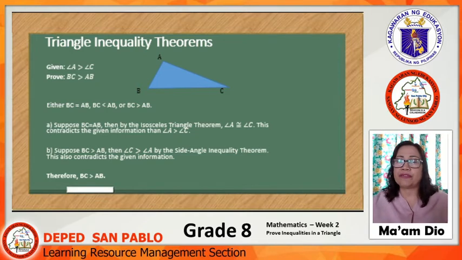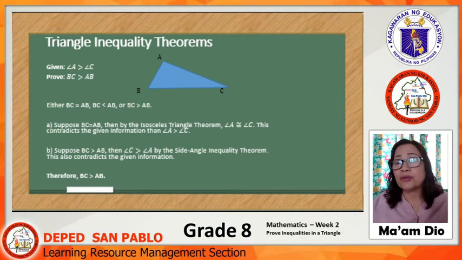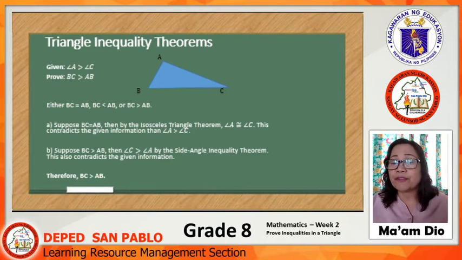Now let's go to our first assumption. That's letter A. Suppose BC is equal to AB. Now this side here, BC, is presumably equal to side AB. Then, by the isosceles triangle theorem, angle A is congruent to angle C. But this contradicts our given information because our given information states that angle A is greater than angle C. Therefore, if BC is congruent to AB, then it cannot be. It is not possible. Okay?